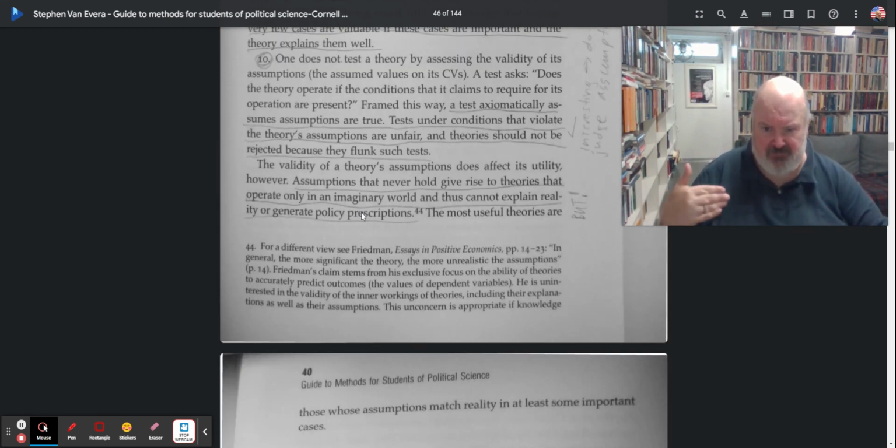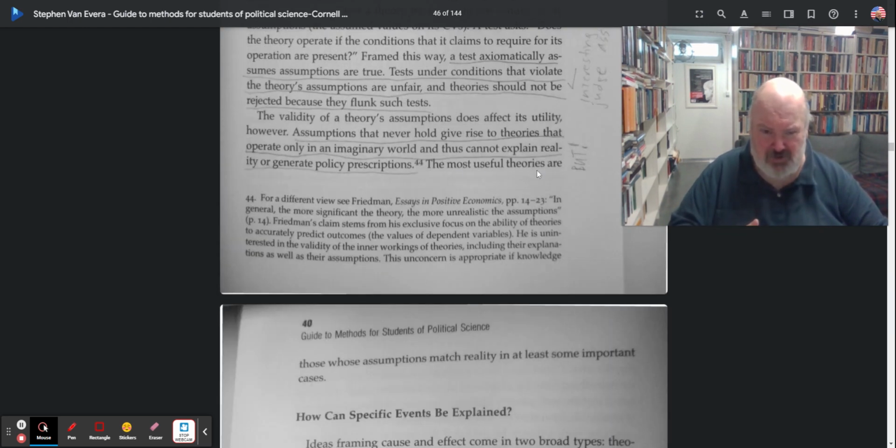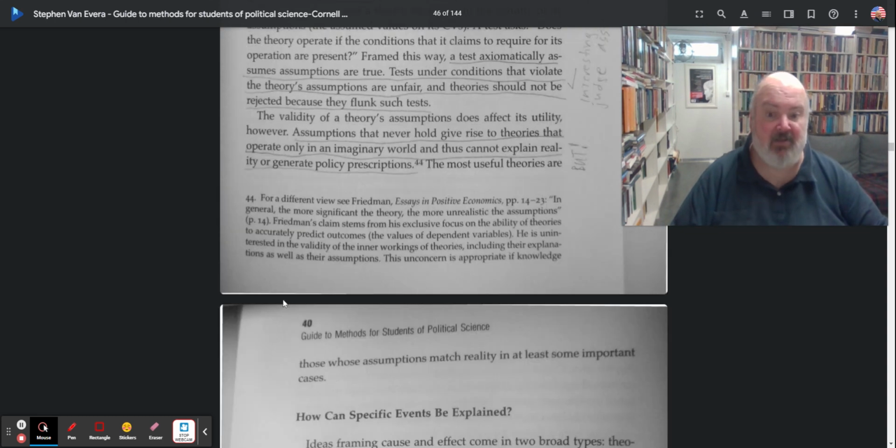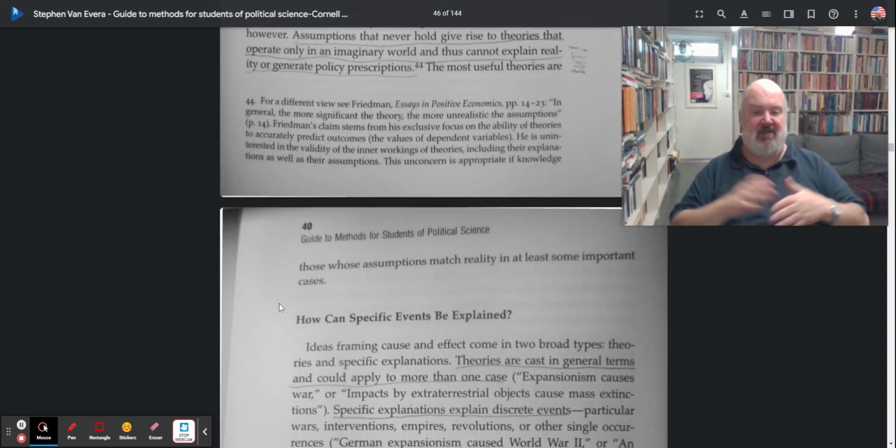If the test is unfair and the assumptions are so impossible that they do not reflect reality, the assumptions must reflect reality. The most useful theories are those whose assumptions match reality in at least some important cases, right? So therefore, they must match in some important ways. Well, that ends our discussion of theory testing.